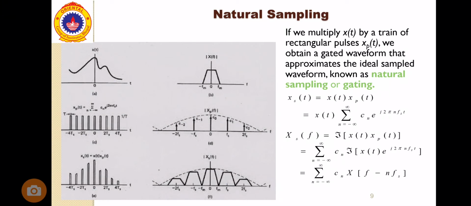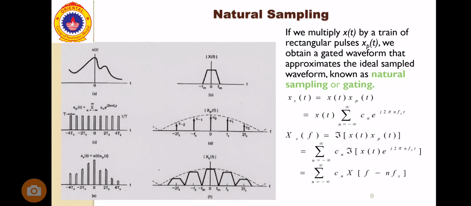If we multiply x(t) by the train of rectangular pulses xp(t), we obtain a gated waveform that approximates the ideal sampled waveform, known as natural sampling or gating. So the message signal is x(t), and the carrier signal is a train of pulses. Here we are taking a train of gate functions. If you multiply both, you will get a discrete signal.